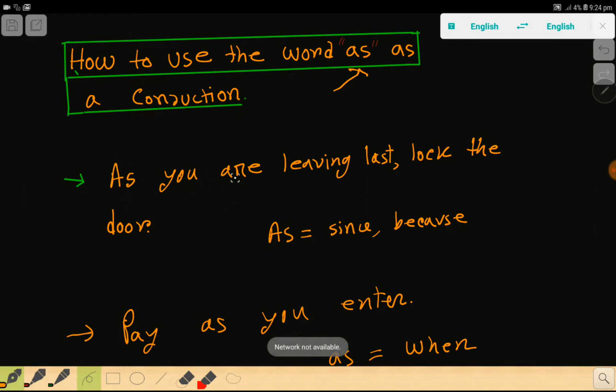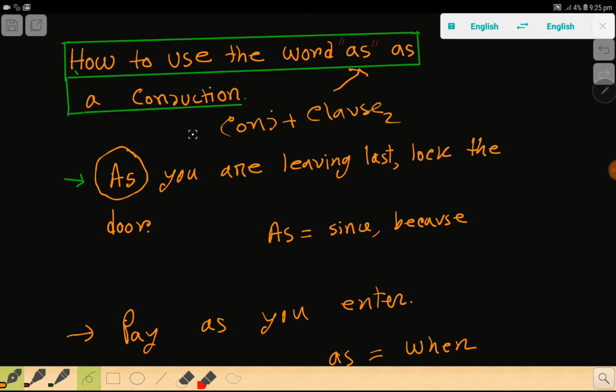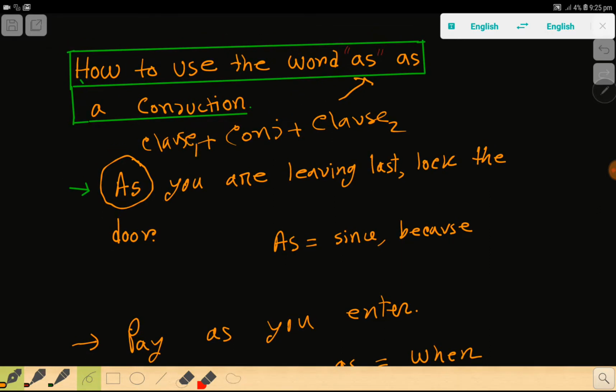So look, as you are leaving last, lock the door, right? What is the part of speech of this word? Look, conjunction. A conjunction can connect two clauses, clause 1 and clause 2. Look, you are leaving last. This is clause 1 and lock the door. This is clause 2.